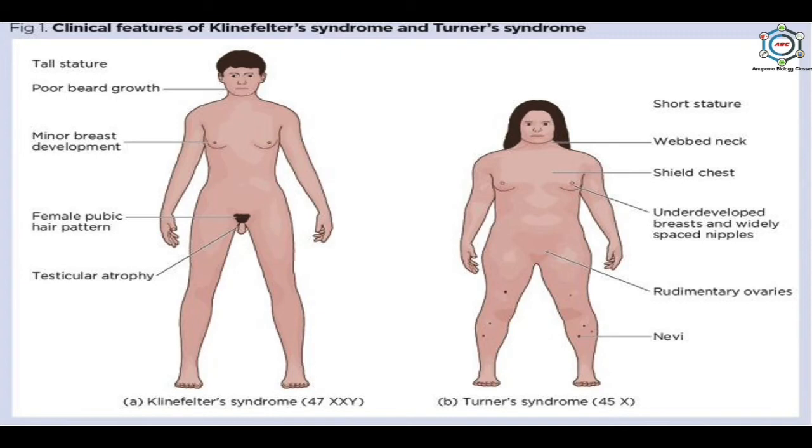Klinefelter syndrome has some female characters such as enlarged breast, while Turner syndrome has some male characters such as heavy neck muscles and narrow hips. It means the Klinefelter syndrome and the Turner syndrome both are antagonistic to each other.